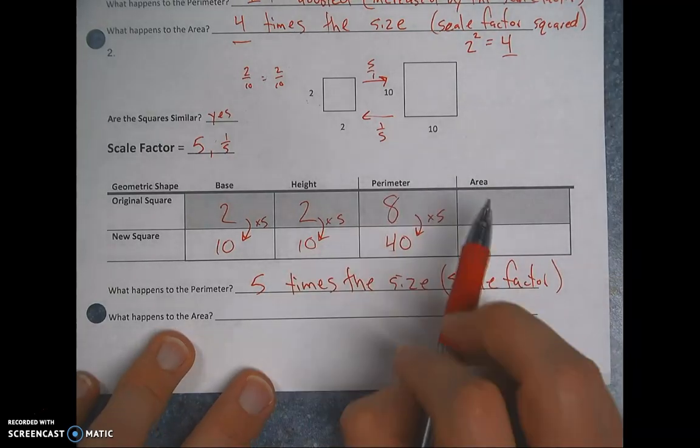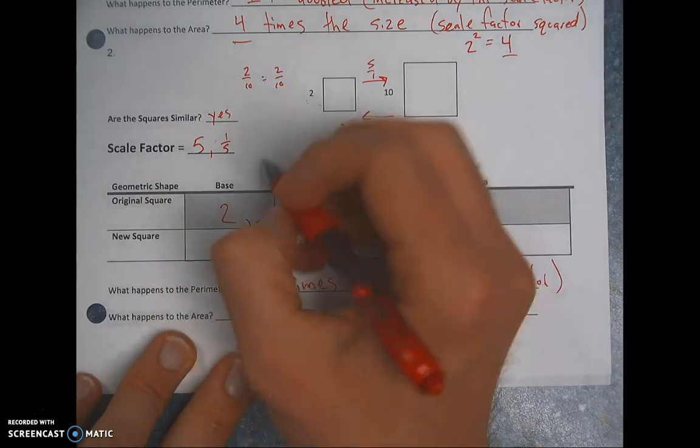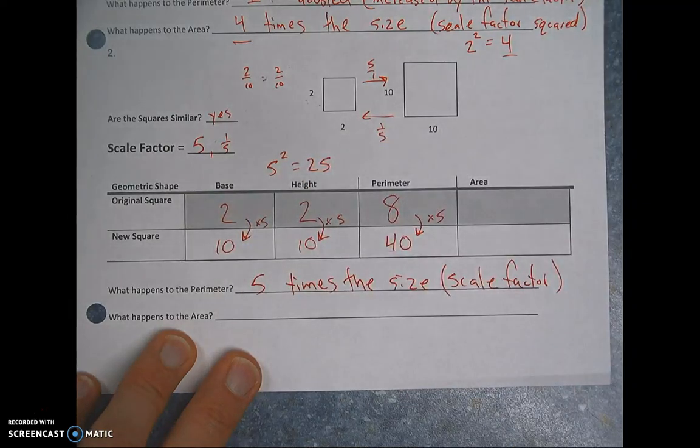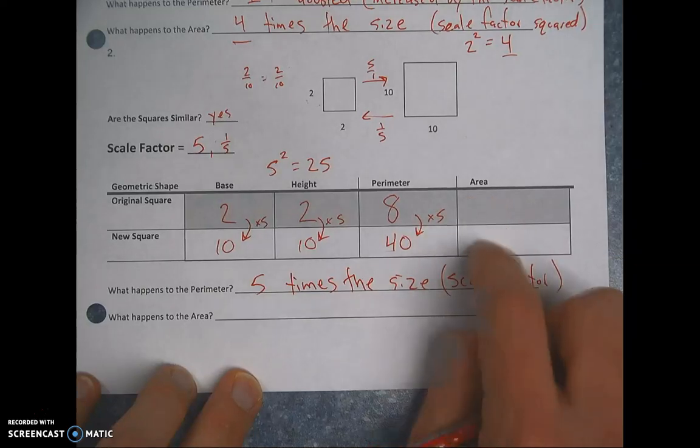So let's test our theory. For area, we said it's the scale factor squared. So if the scale factor is 5, 5 squared is 25. So our area should increase 25 times. That's a lot. Let's see if that actually happens.